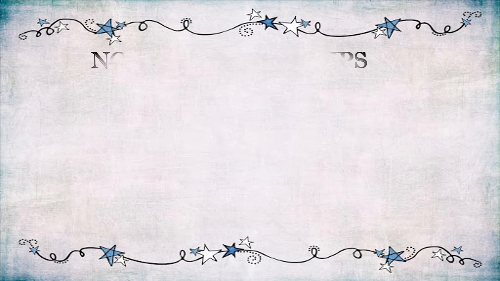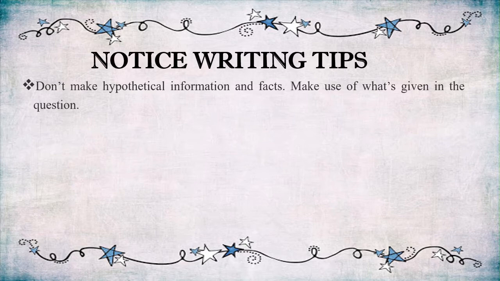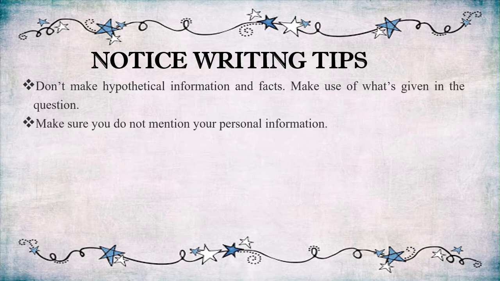A few more writing tips. Don't make hypothetical information and facts. Make use of what's given in the question. Now don't use your imagination or add on to the question. Whatever is given, kindly follow the same thing. Make sure you do not mention your personal information. Personal means you will not put your phone numbers or your email IDs or your addresses, because this is one-way communication. This is not two-way communication. You don't want people to revert back to your notice. So you will not add any personal information.